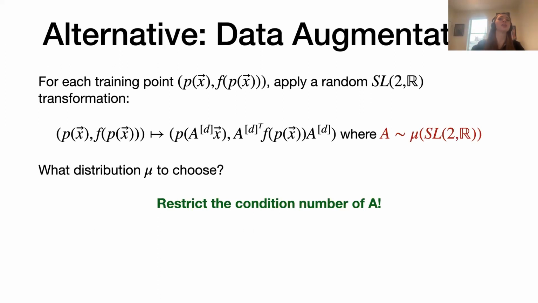Well, yes and no. The obvious necessary but not sufficient choice for measure is to make sure you're not generating really ill-conditioned elements of SL2R, because then when you apply this data augmentation, this induced matrix is going to be horribly ill-conditioned and you're basically just going to get garbage as your augmented data point. So we pick some measure over SL2R based on, I forget the name of the parameterization.